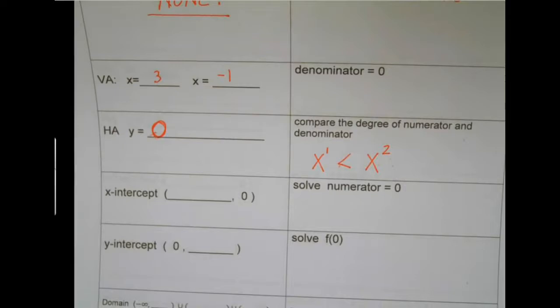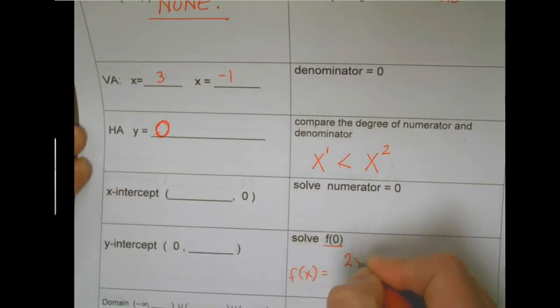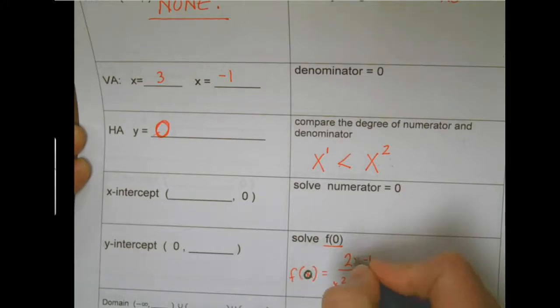Yesterday we figured out the x-intercept. Today we need to figure out the y-intercept. This says solve f of 0. That means write the original equation down and in place of x, substitute in a 0.